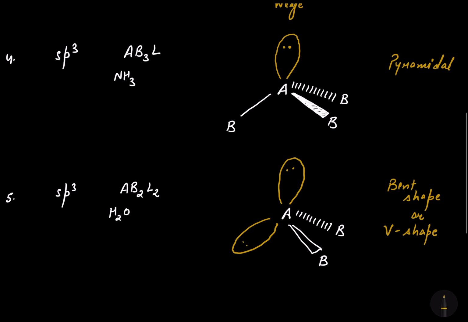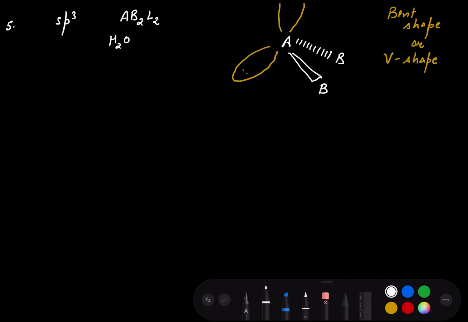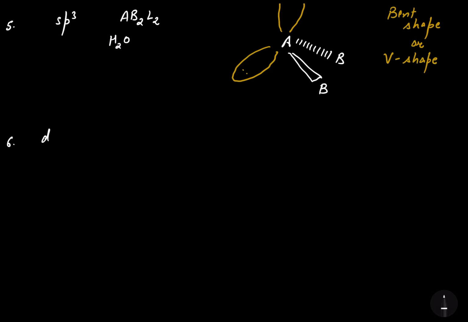So now let's talk about another type of hybridization, and I'm taking it to be dsp2. The dsp2 hybridization is shown by the covalent compounds having the general formula of AB4, but dsp2 hybridization is shown by the compounds having coordinate bonds in them. For example, we have Ni(CN)4 2 negative. We will discuss this hybridization in the chapter called coordination compounds.